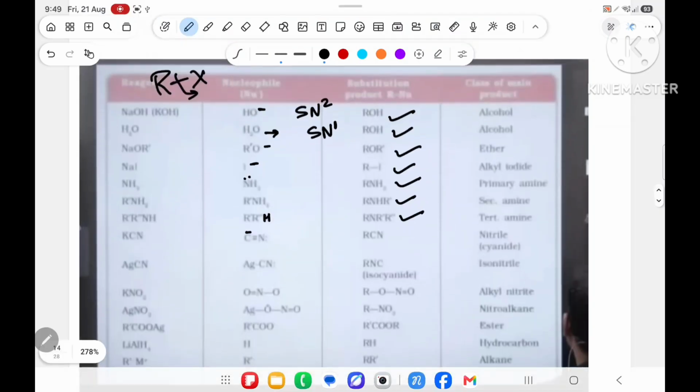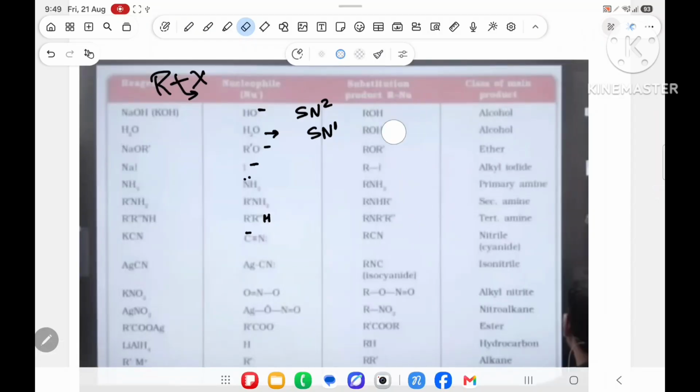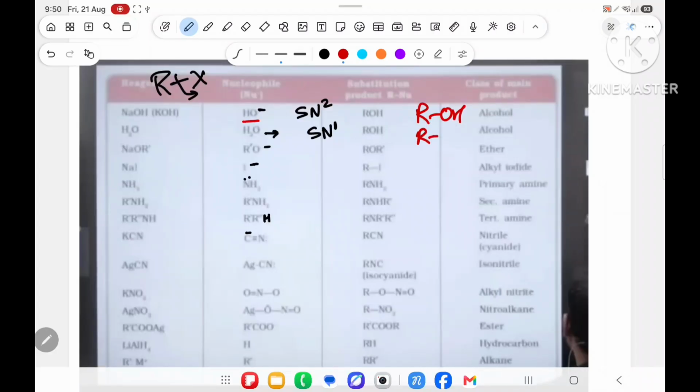What products are coming? The name is also written, and the product is coming like that. I am trying to say this part: over here we have OH minus and RX, which will form ROH. Over here H2O will give ROH.